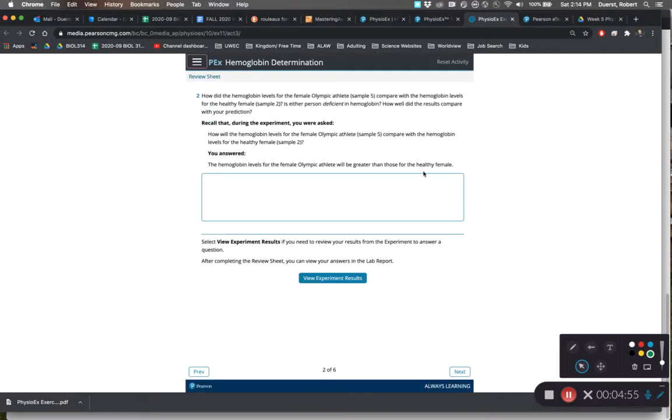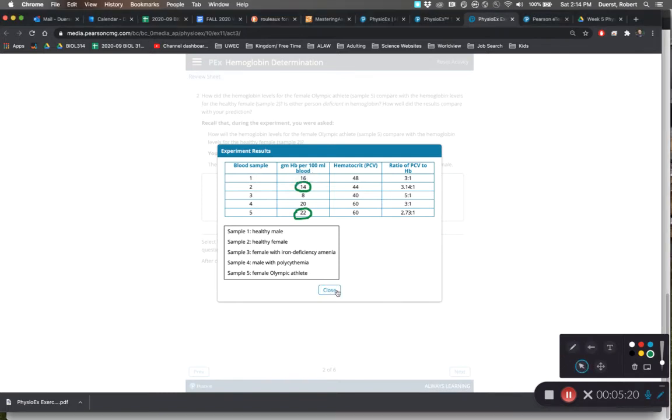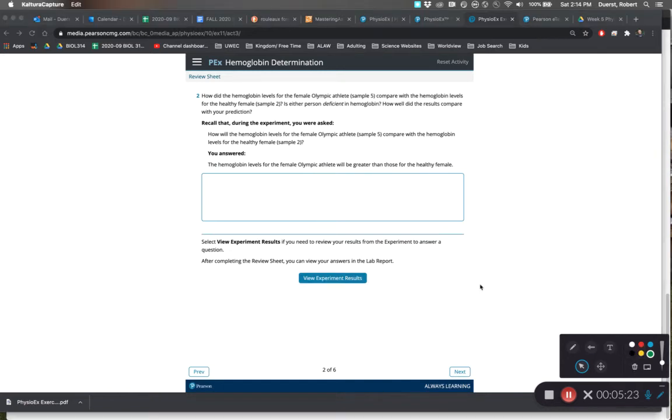Next question. How do the hemoglobin levels for the female Olympic athlete compare with the hemoglobin levels for healthy females? As we look at the female Olympic athlete, she has a hemoglobin level of 22 milligrams per 100 milliliters of blood, whereas a healthy female has a hemoglobin concentration of 14 milligrams per 100 milliliters of blood. So in this instance, the female Olympic athlete has a higher concentration of hemoglobin in her blood. Is either person deficient in hemoglobin? The answer is no. The healthy female, by definition, is not deficient in hemoglobin. The female Olympic athlete, though, has elevated hemoglobin.